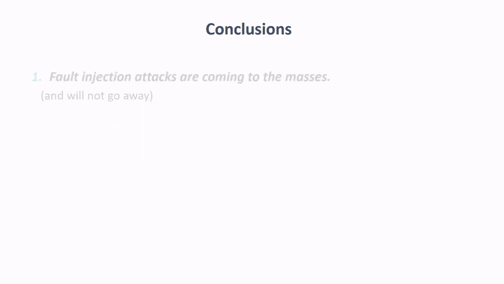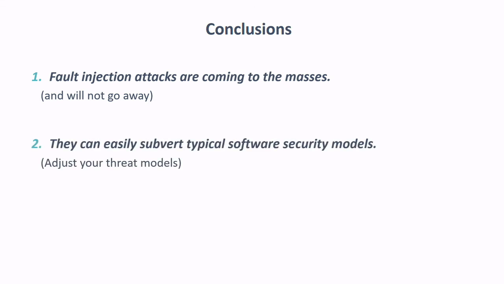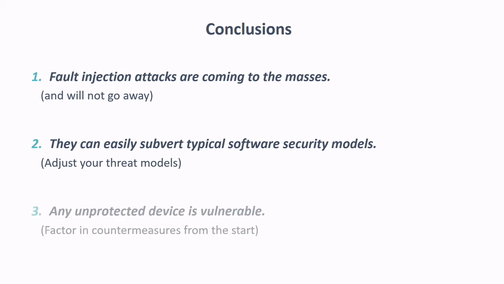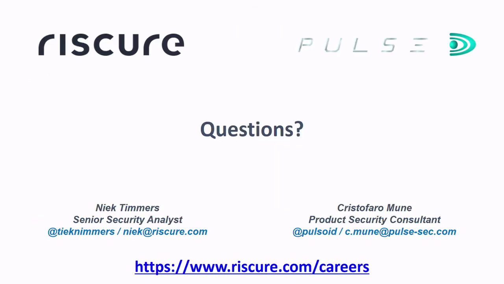So the conclusion here is that fault injection attacks are coming to the masses, and they will not go away. They can easily subvert all the software security models that we've been thinking and studying for long, and basically any unprotected device is vulnerable. So factor in countermeasures from the start. If you don't have countermeasures, it is vulnerable. Assume it like that. Thank you.